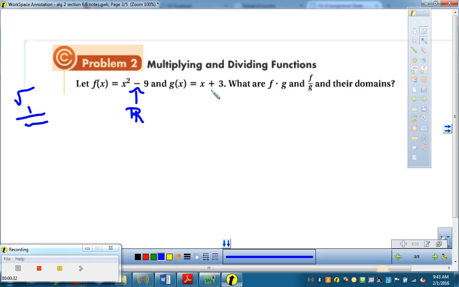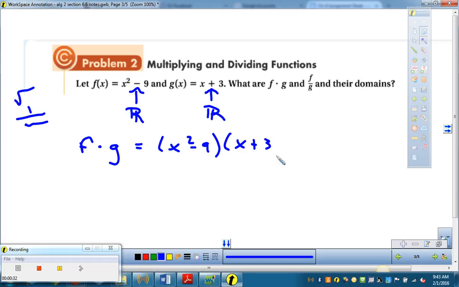And what about that one? The line, so that's all real numbers. No restrictions on the x that can go in. So let's do f times g. X squared minus 9 times x plus 3. So I can do my domain first. What's the domain? All real numbers. How do I multiply these two? I need to FOIL.